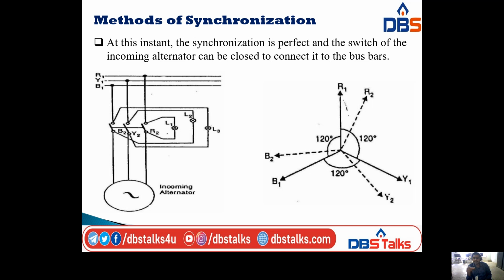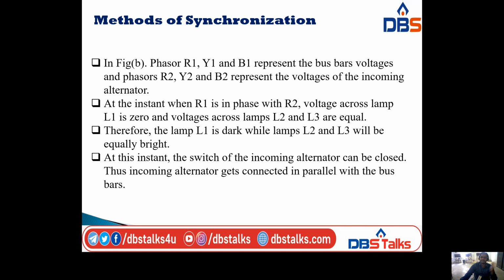So here we have a total of 6 phases. Three are for the incoming alternator, and another 3 are for the infinite bus bars: R1, Y1, B1 and R2, Y2, B2. The phase difference between these phases is 120 degrees. In figure B there is a phasor diagram.